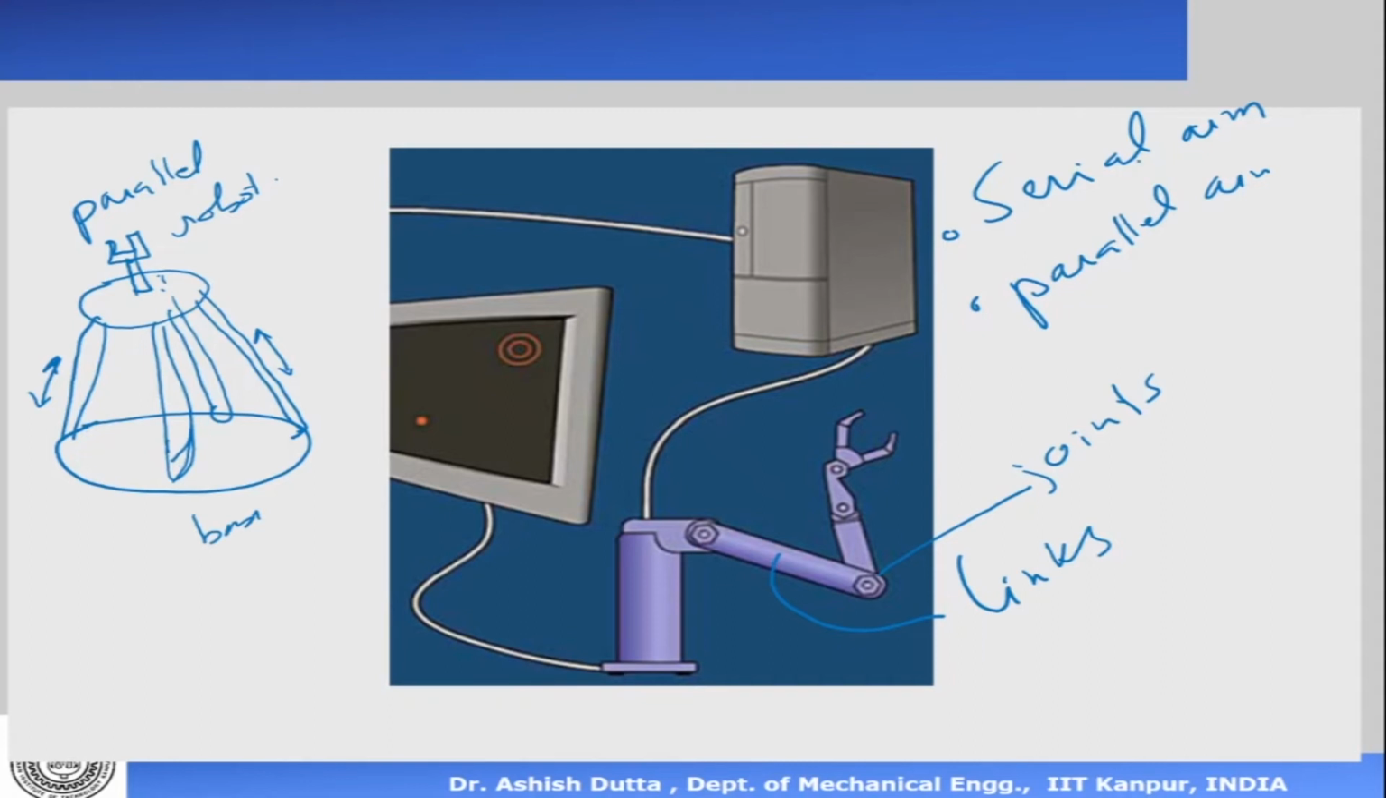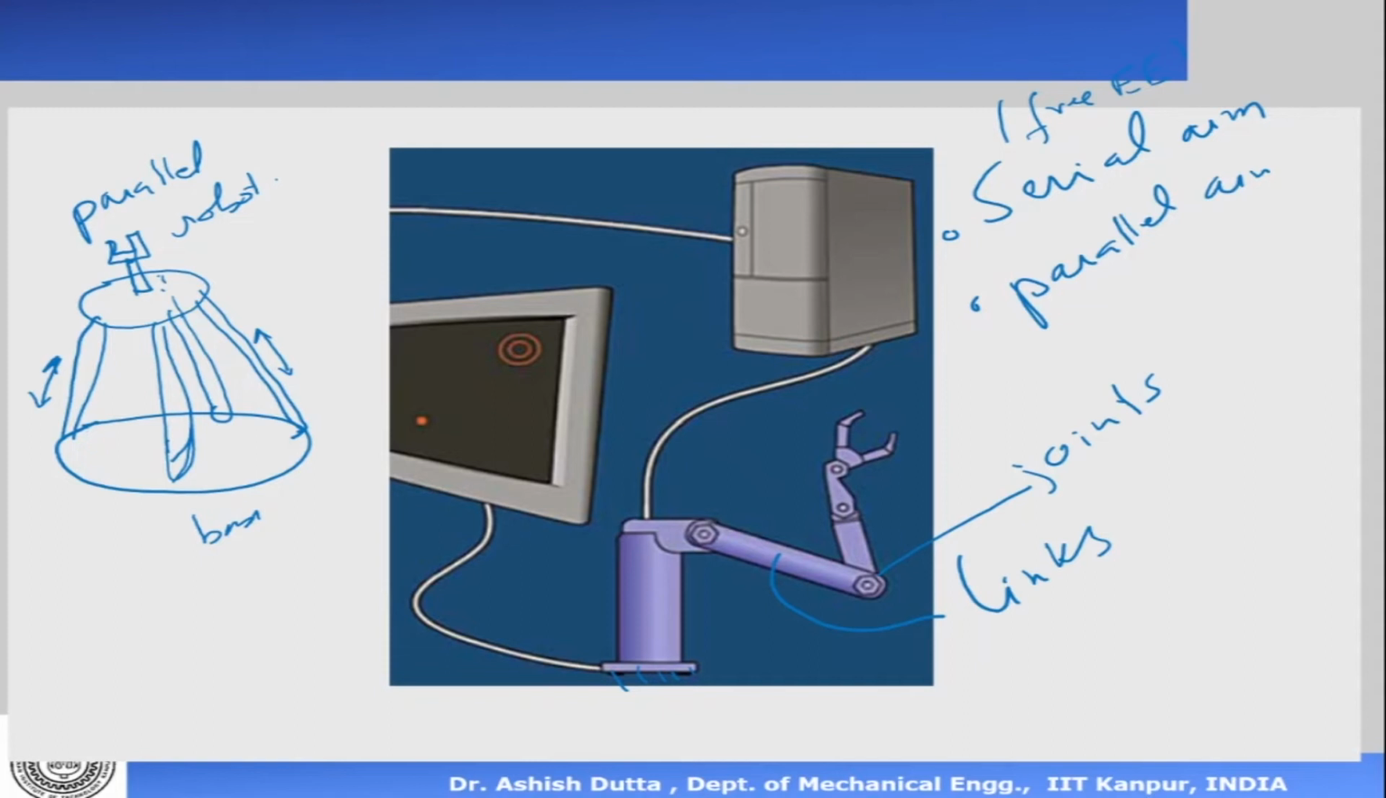In the case of a serial robot, the end effector is free. So you can see that the end effector here is free. The end effector or gripper is free. Only one base is fixed. So this is a serial arm, like you can look at our arms. It is fixed at the shoulder, and our fingers we can move in space. It's not fixed anywhere.